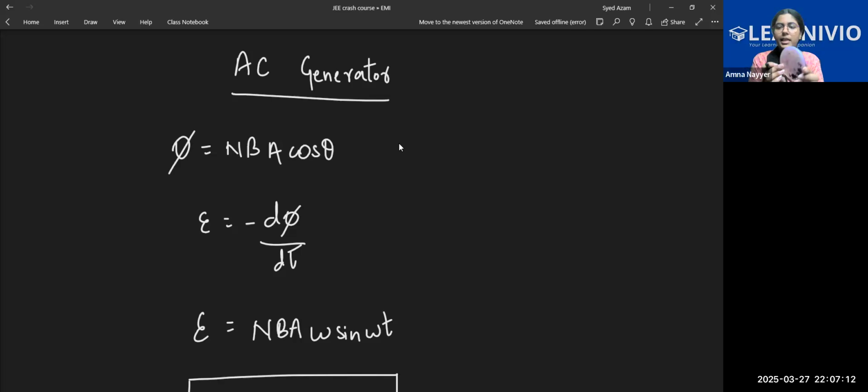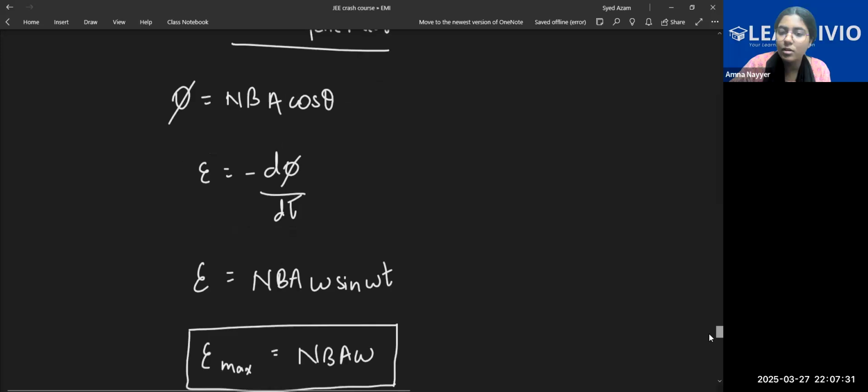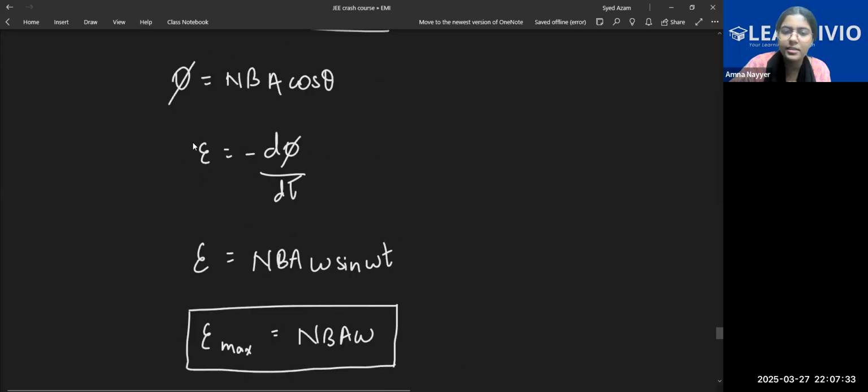Then this will rotate further, so the area vector will come like this. Then it will rotate like this, so the area vector will come like this. Like this, you will have different values of angles. That's why this cos theta is important here. So E is equal to minus d phi over dt. According to which law? Which law is this? E is equal to minus d phi over dt.